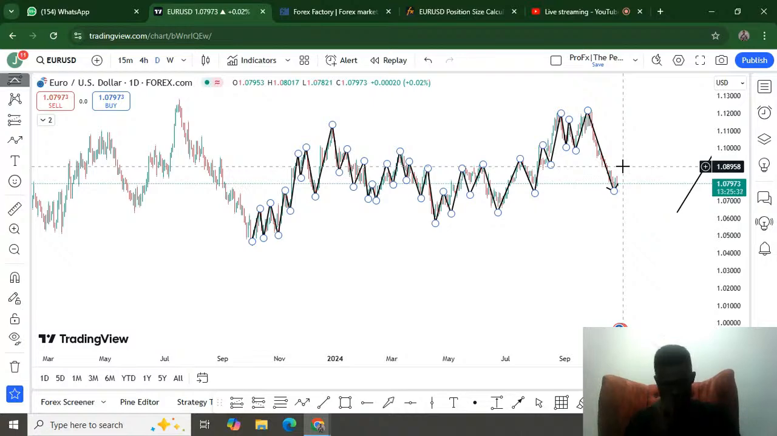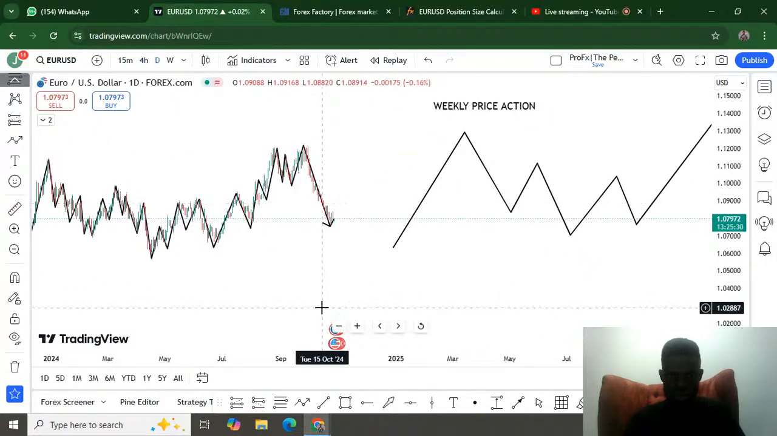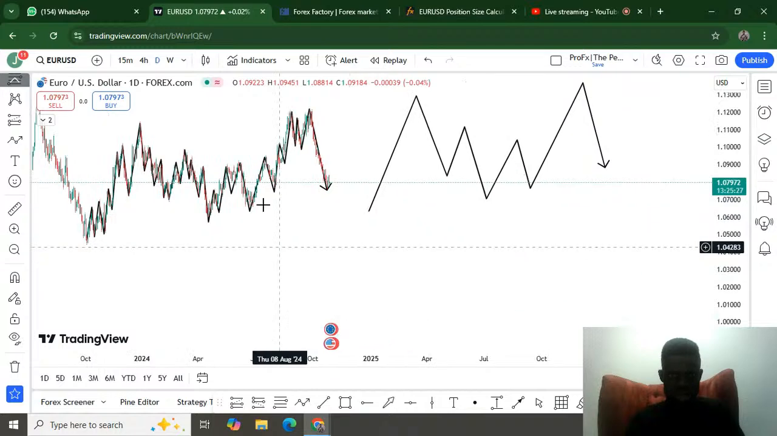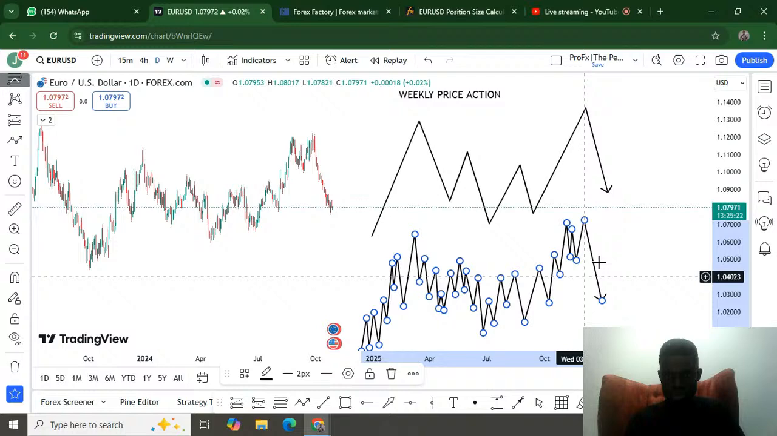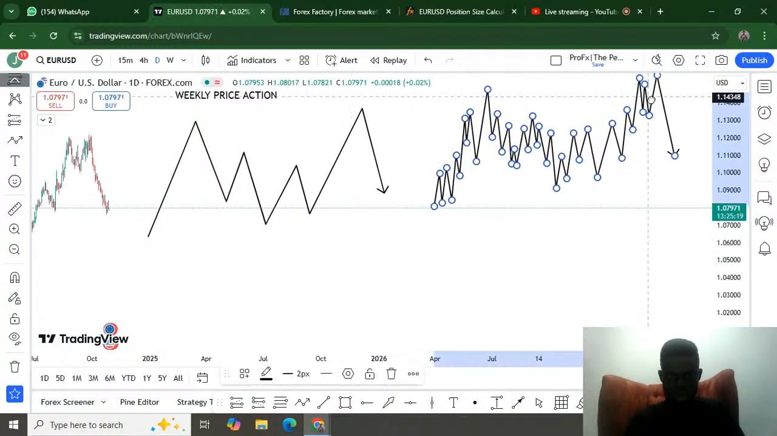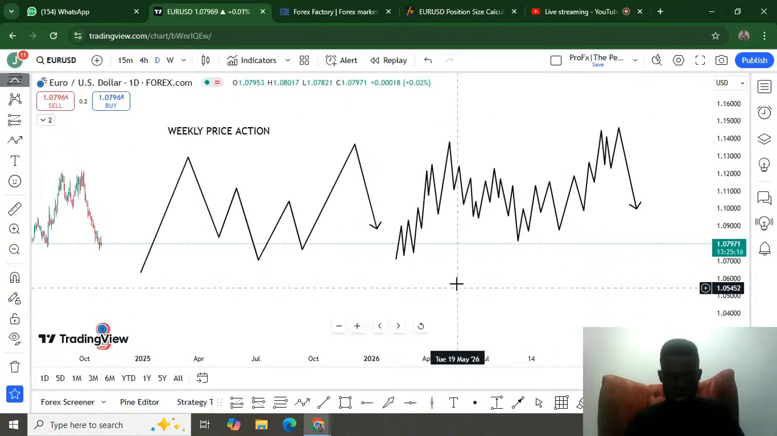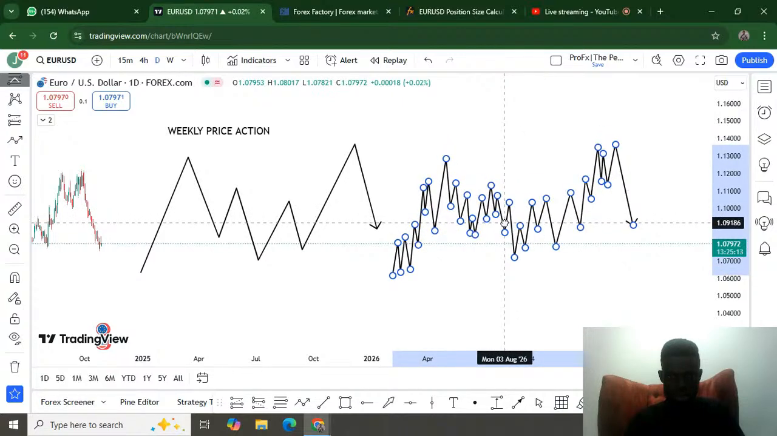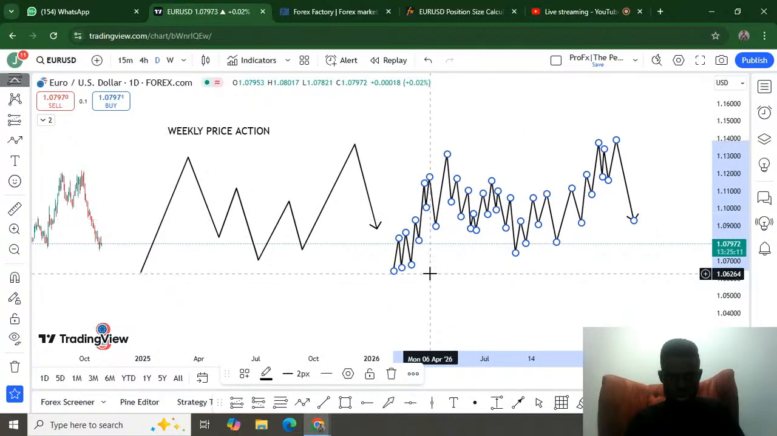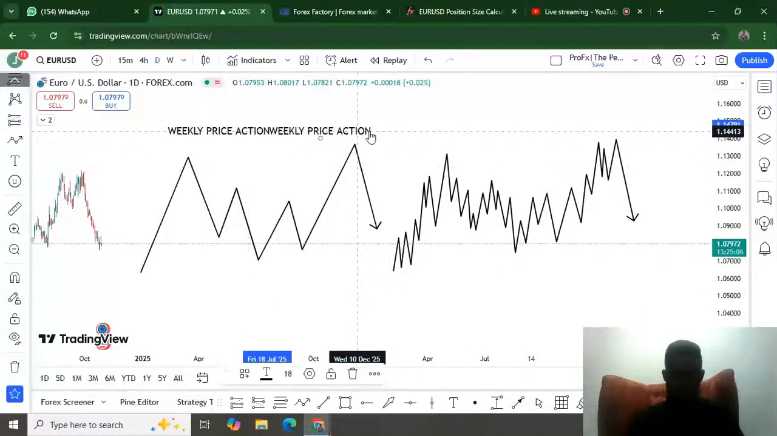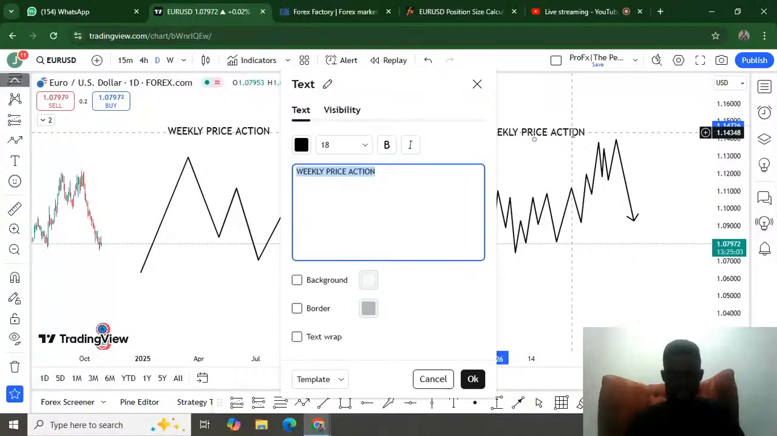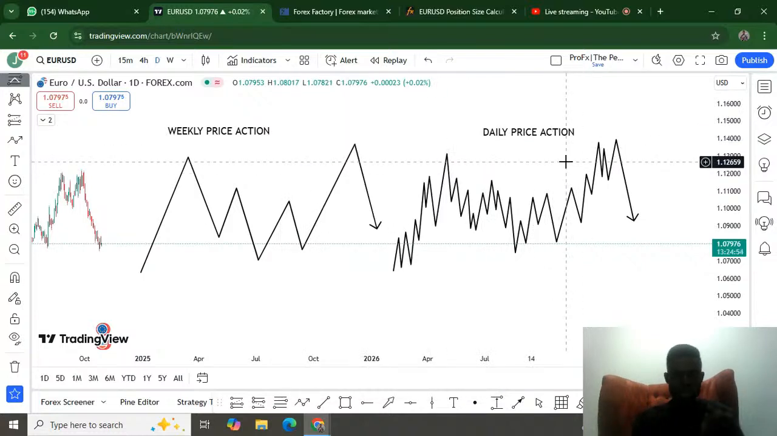Yeah, that's daily. So what will I do again? I'll bring out the path, and so this is daily price action. Okay, so I've done weekly, I've done daily.